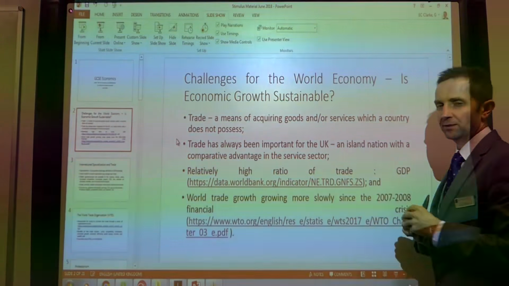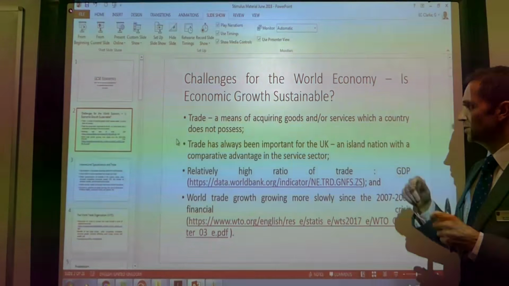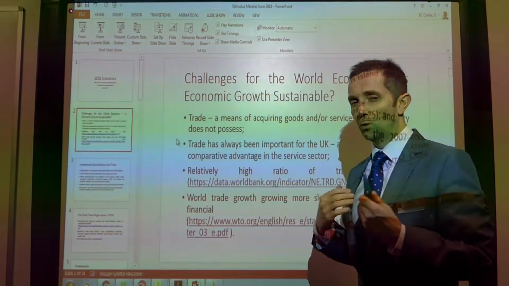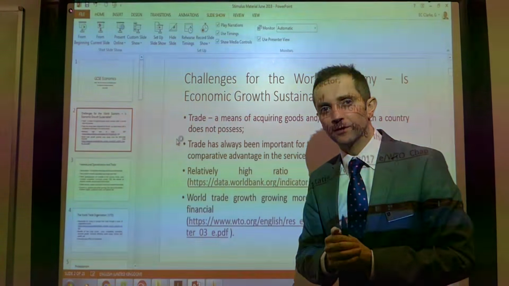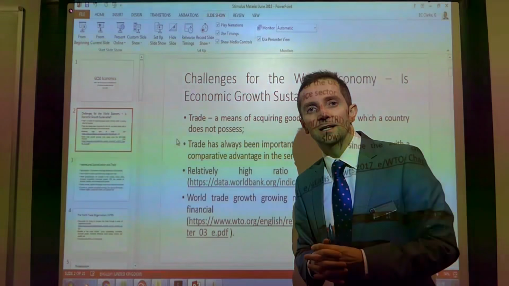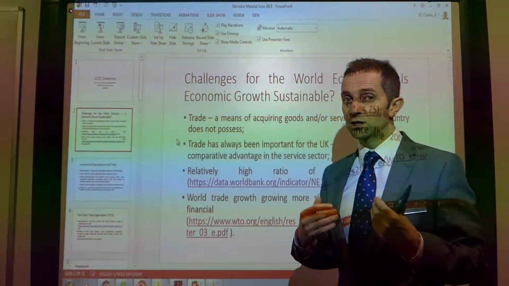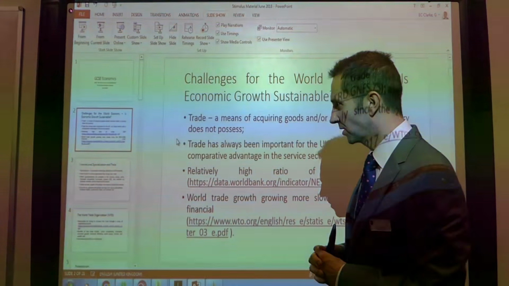So what's trade? Trade is a means of acquiring goods and or services which a country does not possess. We, for example, in the UK, do not have a wealth of natural resources, and therefore, of course, we need to import many of them. Copper, for example, from Zambia would be a good example. We do obviously produce some oil, although not a lot, and depleting as the days go by.